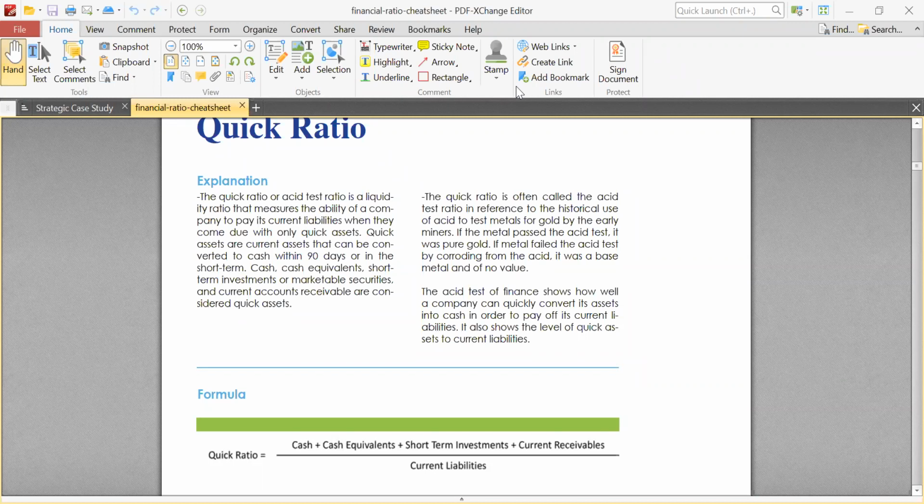Within a period of 90 days. So it shows us how quickly we can convert assets into cash in order to pay off current liabilities.